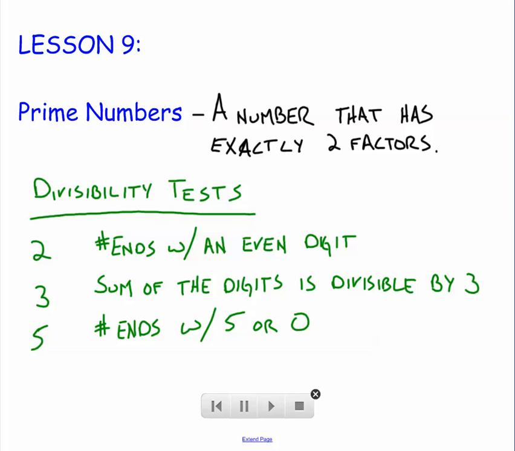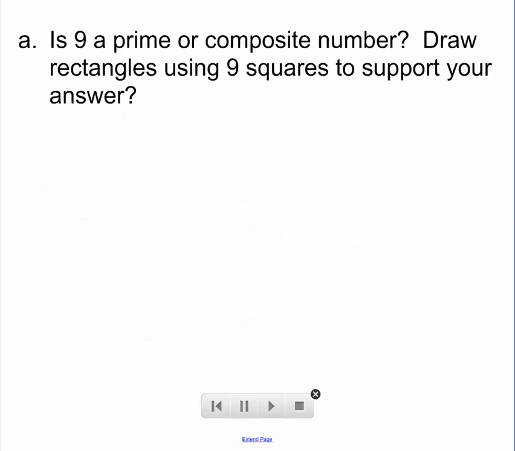For 8, is the number divisible by 2, and then the result of that divisible by 2, and then the result of that divisible by 2? If a number is divisible by 2 three times, then it's divisible by 8, because 2 times 2 times 2 is 8. If a number is divisible by 9, then the sum of its digits is divisible by 9. And if a number is divisible by 10, then it ends in 0. Those are some other ones. You might want to write some of those down, so replay this if you need to hear those again.